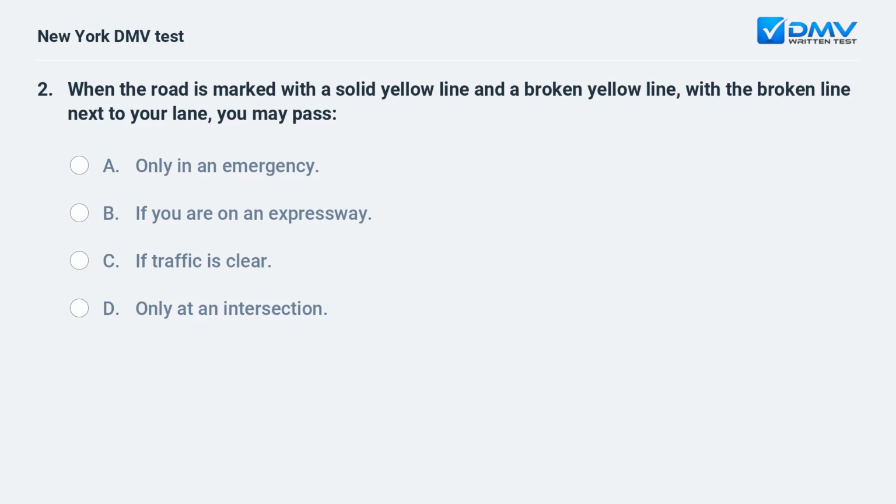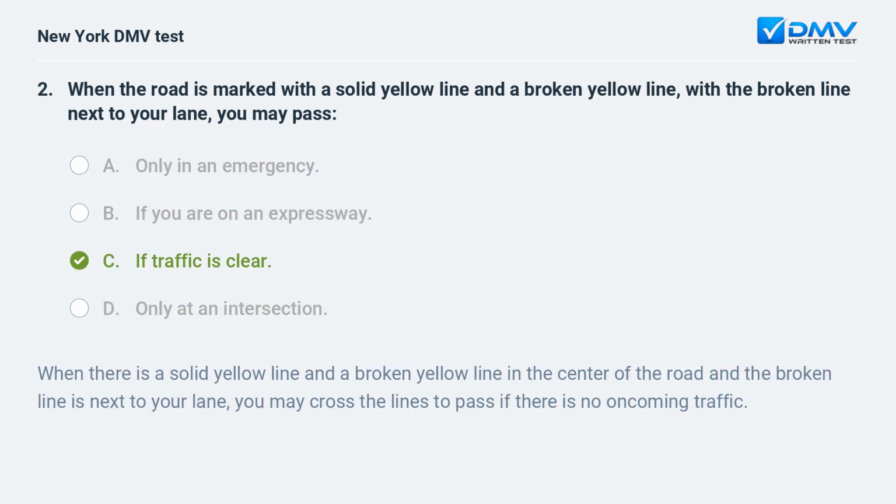When the road is marked with a solid yellow line and a broken yellow line, with the broken line next to your lane, you may pass. A. Only in an emergency. B. If you are on an expressway. C. If traffic is clear. D. Only at an intersection.